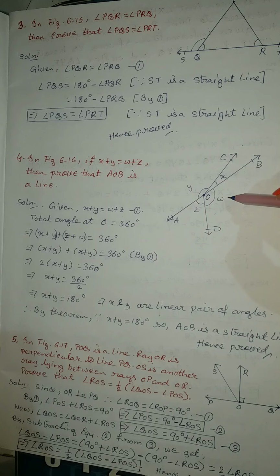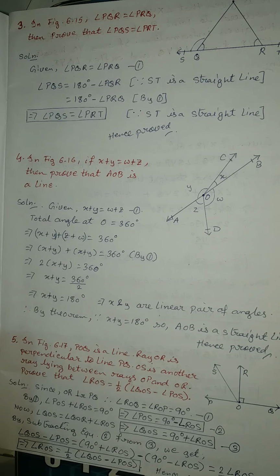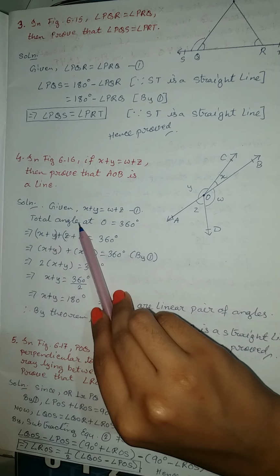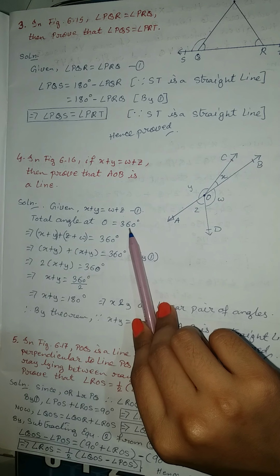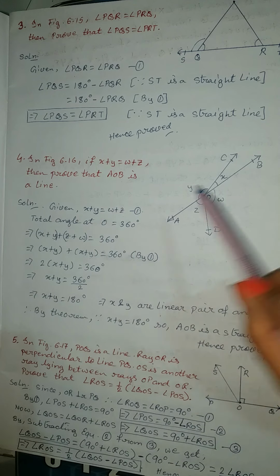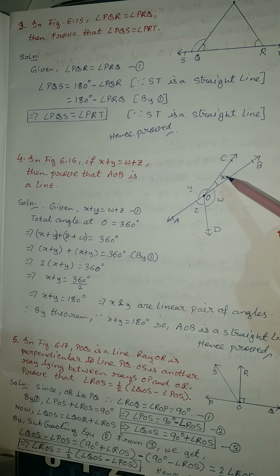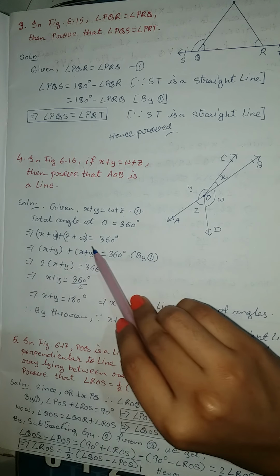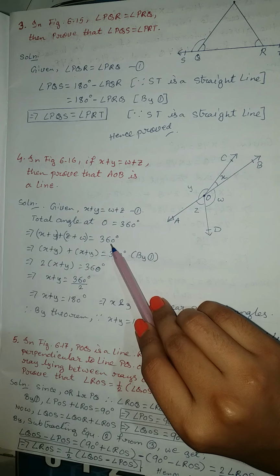So what is the total angle at point O? It will be 360 degrees. Okay, so what we can do right here is take the sum of all the angles, and that would be equal to 360. So the total angle at O is 360 degrees. Now let's put the values right here. So it will be angle X plus angle Y plus angle Z plus W, all of them equal to 360 degrees.